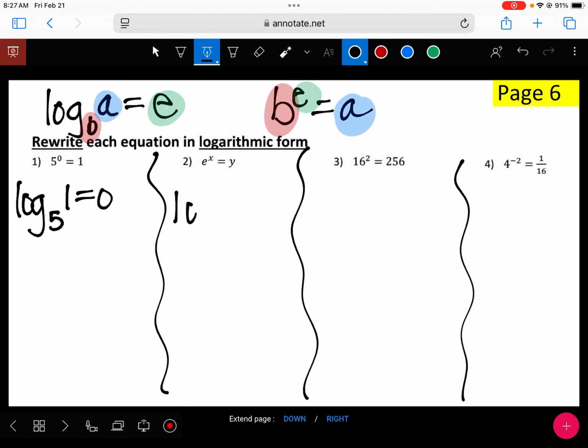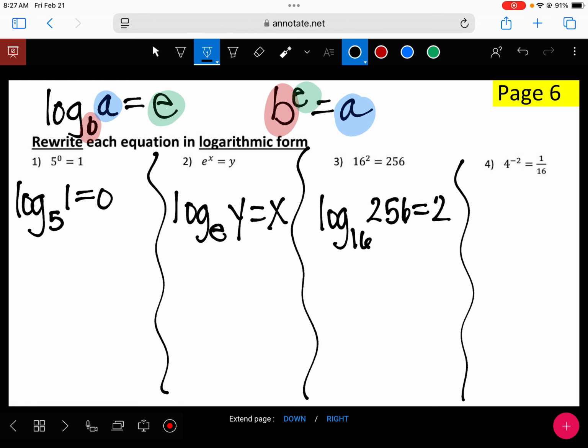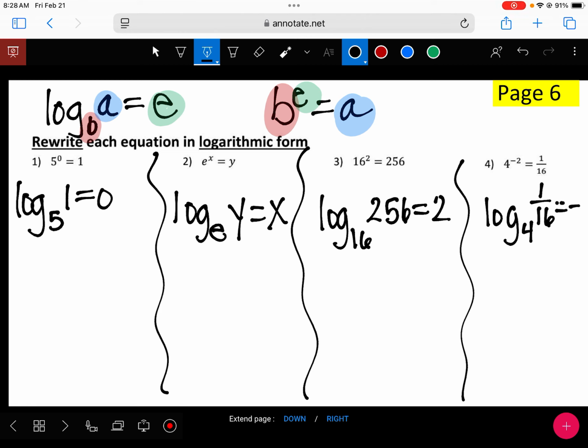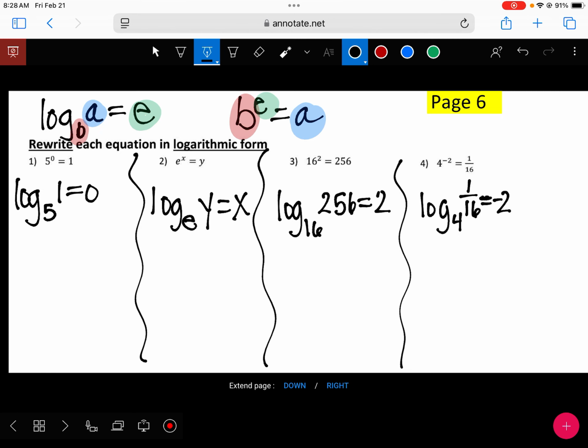All right, so you should have log base e of y equals x, log base 16 of 256 equals 2, and log base 4 of 1 over 16 equals negative 2. Any questions?